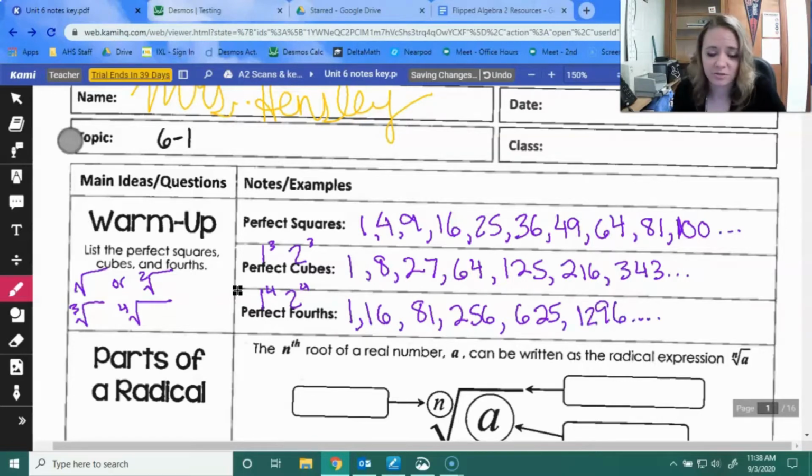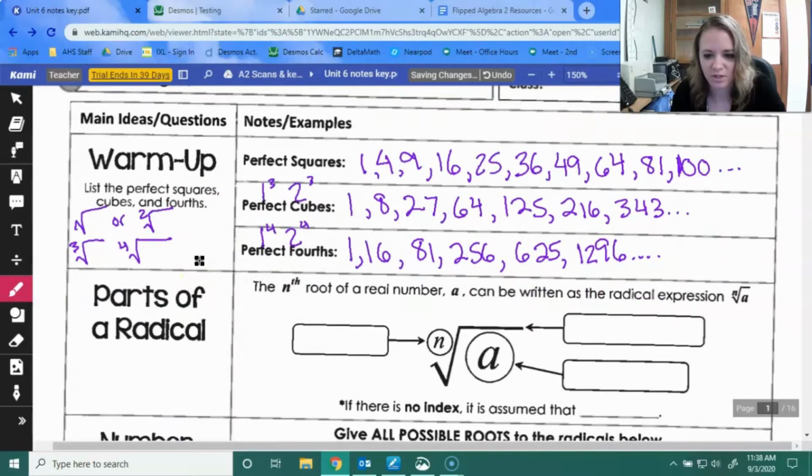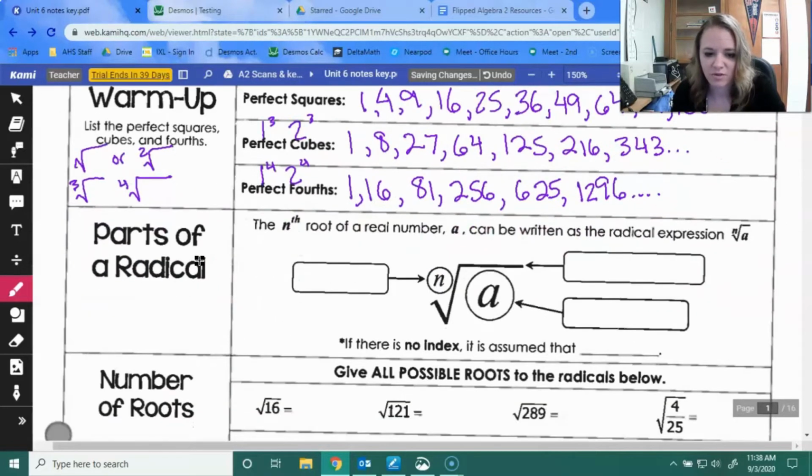Now, I do not expect you to have these memorized, of course. You will have a calculator at all times to be able to test to see if the number is a perfect root or not. But let's go ahead and jump right into radicals. Let's go ahead and review. This should mostly be review, I would assume.